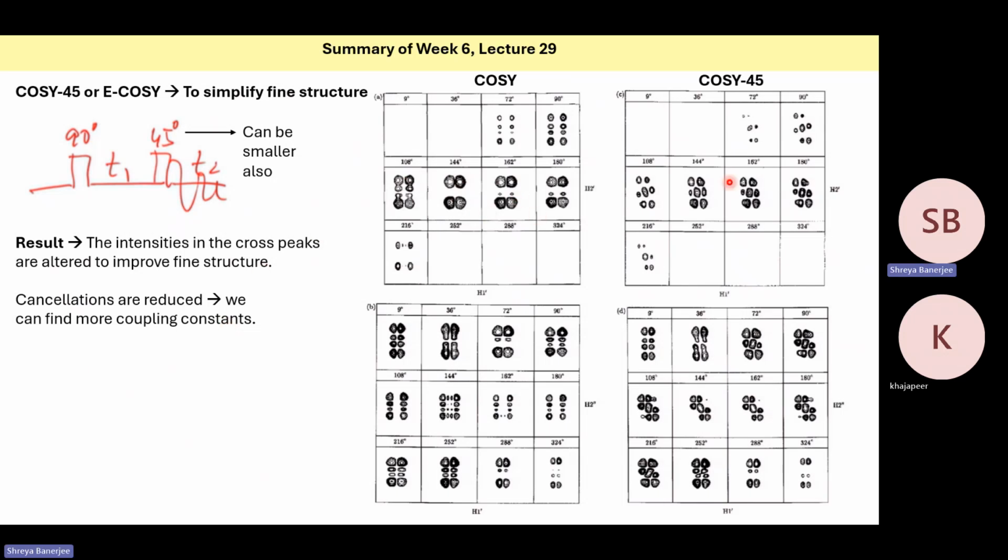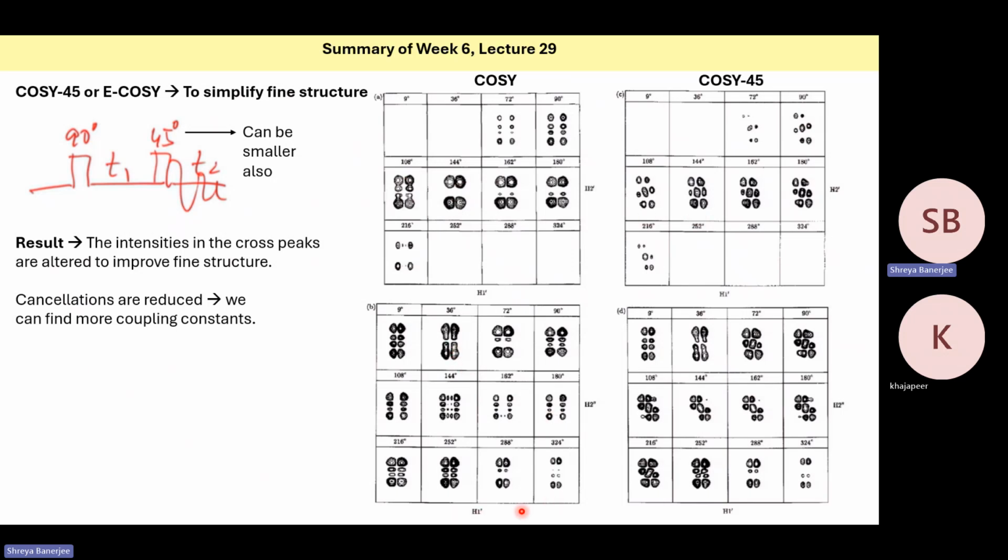You can see a comparison here. You have COSY on the left hand side and COSY 45 on the right hand side. First is between 1 prime and 2 prime. We again look at the C2 prime endo, that is the 144 degrees. You can see that in COSY only 4 peaks were observed. But in COSY 45, 7 peaks are observed. So the number of peaks are very much increased. The fine structure is much more resolved, and this will help us to find more of the coupling constants.